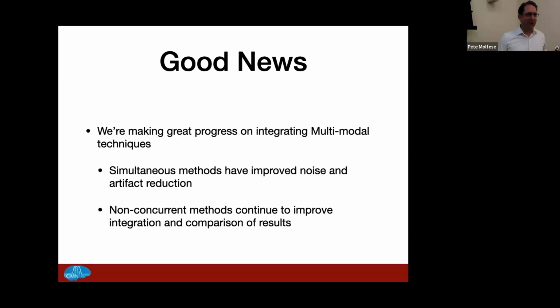Okay, that's a lot of doom and gloom. There is actually some really great news. We're making incredible progress, and not just we here, but across the entire field. Everyone is making incredible progress in combining different modalities, whether simultaneously or not. Simultaneous methods are absolutely improving how we remove artifacts and also the quality of the data before we even get to the artifacts. If you have artifacts on top of bad data, it's going to be almost impossible. If you have artifacts on top of amazing data, it's going to be better than artifacts on top of just average data. And non-concurrent methods continue to improve through integration and mostly the efforts of open source software.